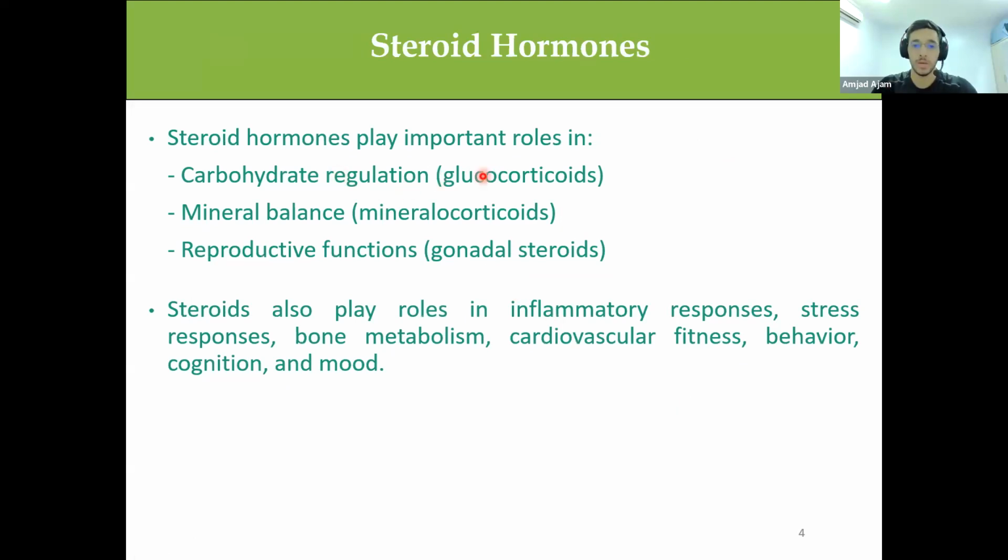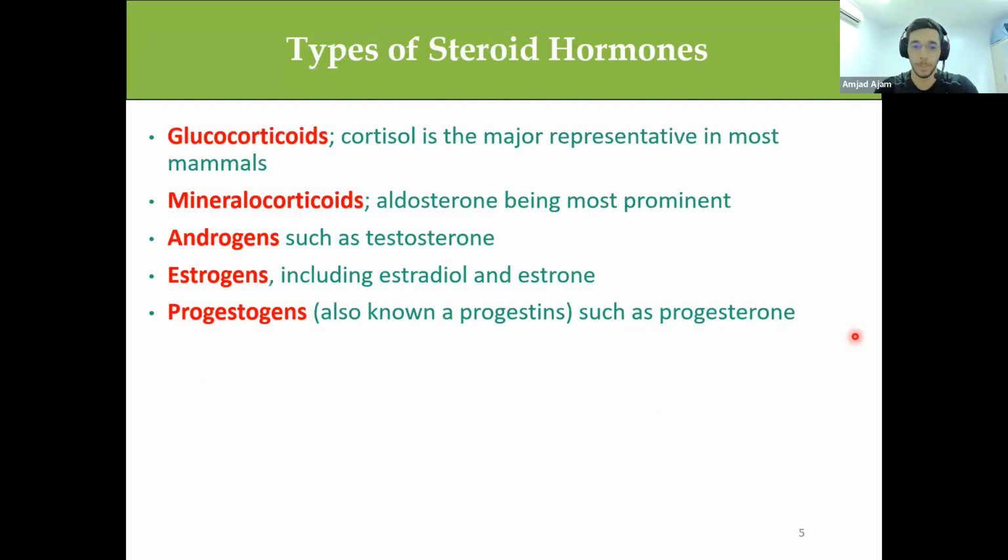The function of steroid hormones and some examples. We have, first of all, glucocorticoid. An example is cortisol, which serves in carbohydrate regulation. Mineralocorticoid, such as mineral balance. Reproductive functions, examples are gonadal steroids like androgens and estrogens. Other functions, like inflammation, they play a role in the inflammatory responses, stress, bone metabolism, and so on.